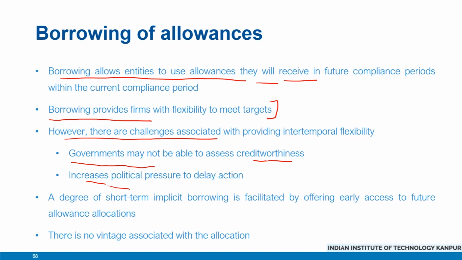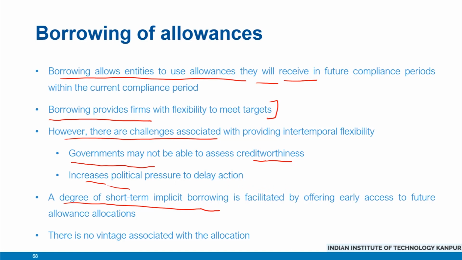As a result of these disadvantages, most of the emission trading systems have either explicitly prevented borrowing or limited it in a quantitative manner. In some emission trading systems, there is a degree of short-term implicit borrowing, which is facilitated by offering early access to future allowance allocations prior to the deadline for compliance in the current period. For example, in the EU, entities receive allowances for the current compliance year by February 28, which is 2 months ahead of the end of the previous compliance period, ending on April 30.